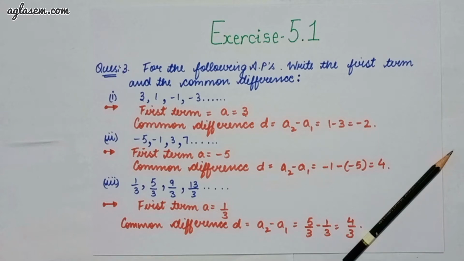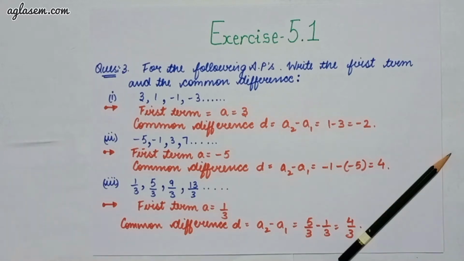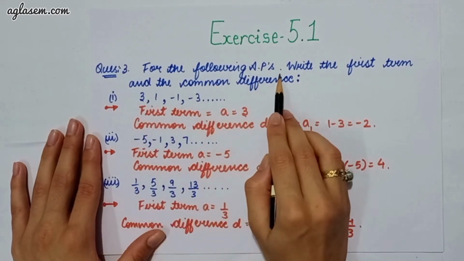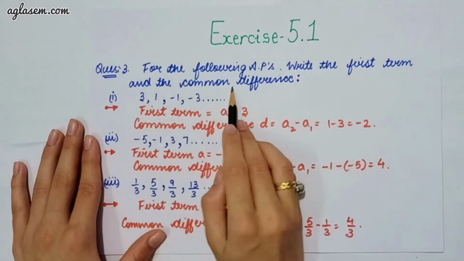Today, we will be covering chapter 5, that is arithmetic progression. So starting with the rest of the questions of our exercise 5.1, our third question says, for the following arithmetic progressions, write the first term and the common difference.